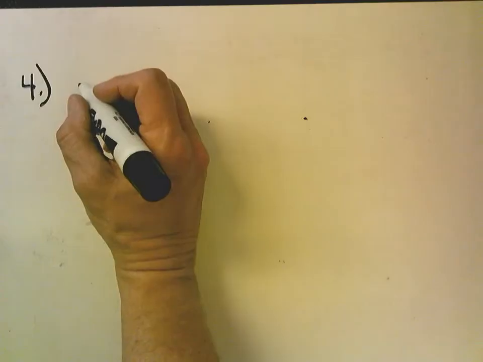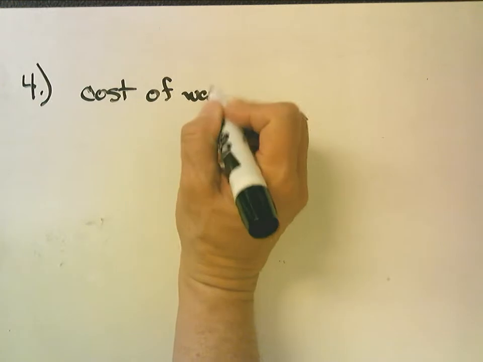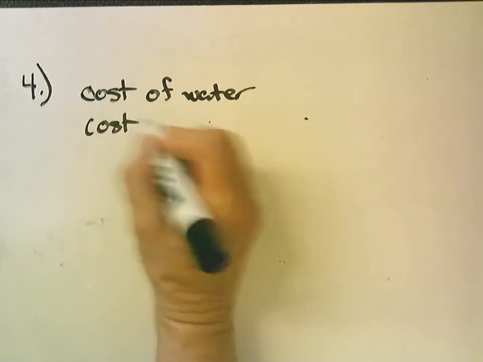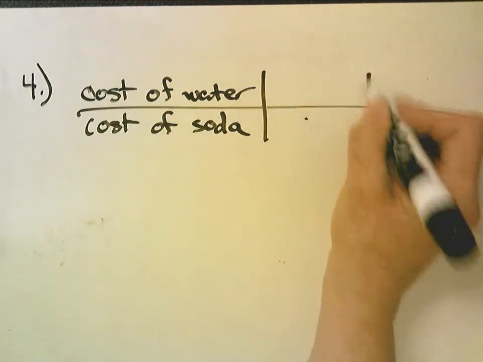Now, I'm going to skip number 3 because it's another perimeter problem, and I'm going to go to number 4. Number 4 says, a soda costs 25 cents more than bottled water. I bought 3 waters and 4 sodas and spent a total of $8. How much did a soda cost? Okay, so first I have to define my unknowns. My unknowns are cost of water, cost of soda. So you always have to start by defining your unknowns.